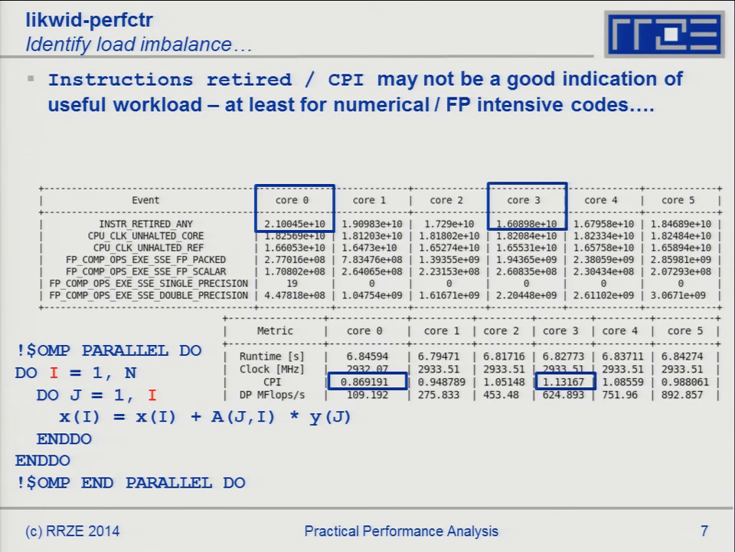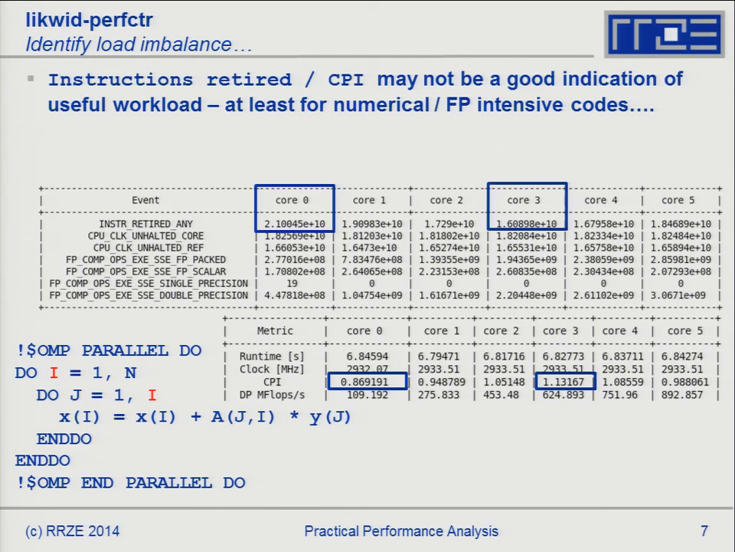So it's not at all what we expect from a clearly load imbalanced situation where we exactly know that core 0 should have the least amount of work, least amount of useful work. And also CPI. CPI is generally not bad for a code which should be memory bound. It's between 0.86 and 1.13, but there's also no real pattern. It goes up here and goes down again back here.